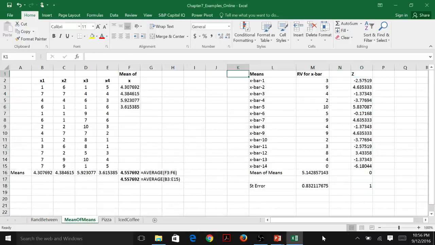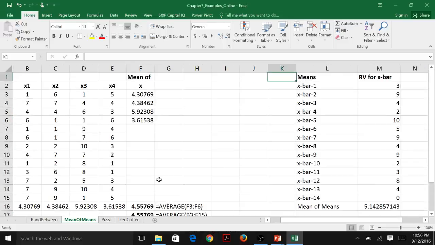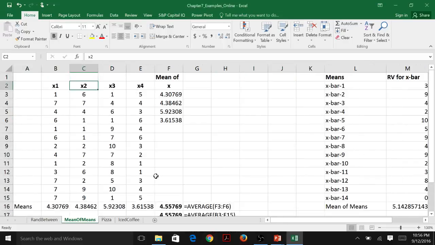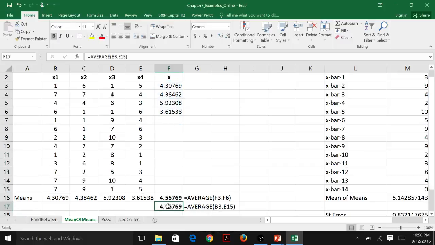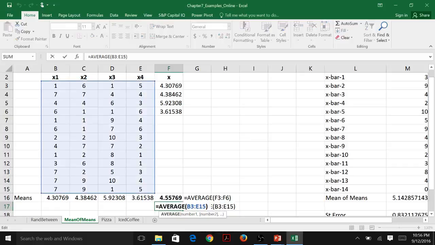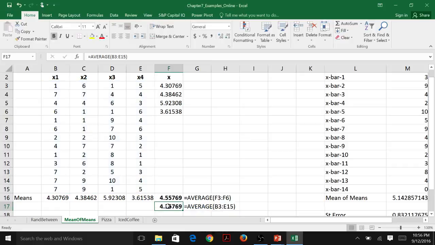Let me blow this up a little bit. Here are those samples. I've drawn the means, as you can see, and I've moved the means down below. So if I take the mean of the means, the average of the averages, it's the same as if I took the entire average. So the mean of means is the overall mean.